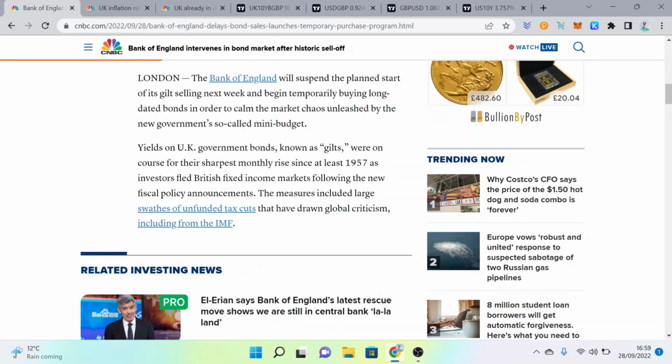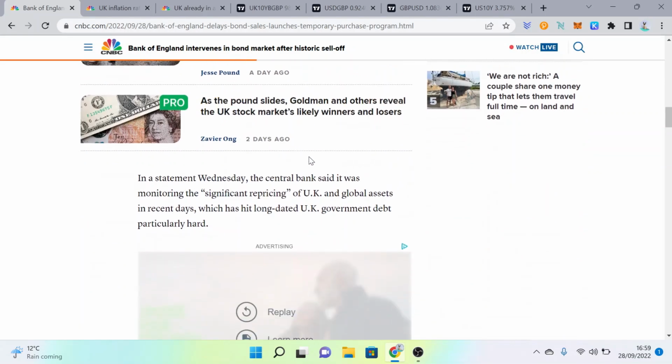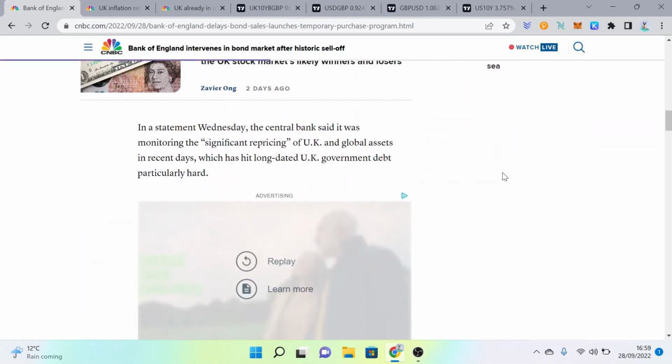So yields on the UK government bonds, known as gilts, were on course for their sharpest monthly rise since at least 1957, as investors fled British fixed income markets following the new fiscal policy announcement. The measures included large swathes of unfunded tax cuts that have drawn global criticism, including from the IMF. So I'm not going to comment on the budget, although I do have a lot to say about it. In the statement on Wednesday, the central bank said it was monitoring the significant repricing of UK and global assets in recent days, which has hit long-dated UK government debt particularly hard.